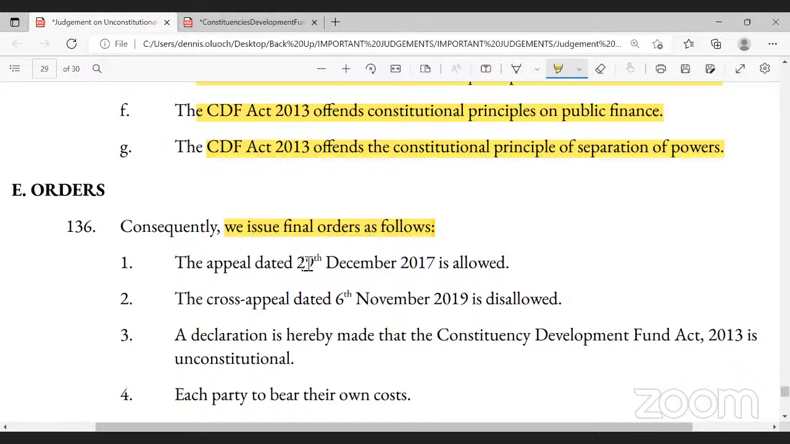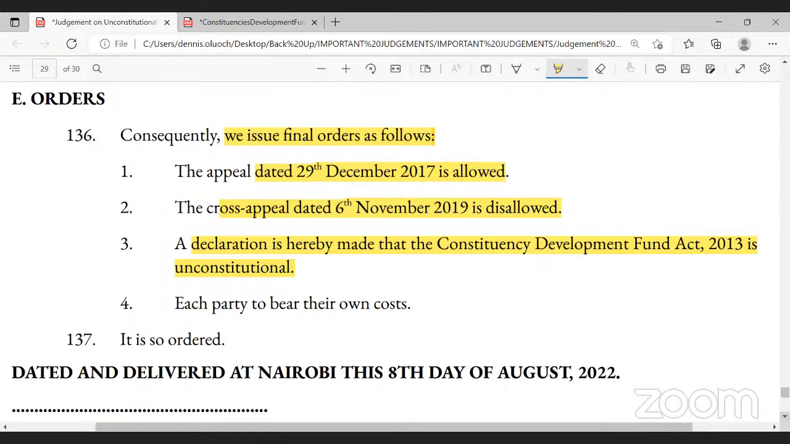The appeal dated 29th November 2017 is allowed. The cross appeal is disallowed. A declaration is hereby made that the Constituency Development Fund Act is unconstitutional. And so this one is very clear because the Court of Appeal had found that sections of the CDF Act 2013 were unconstitutional. But now the Supreme Court has said that the Constituency Development Fund Act 2013 is unconstitutional in its entirety. Okay? And then it says that each party is to bear its own cost.